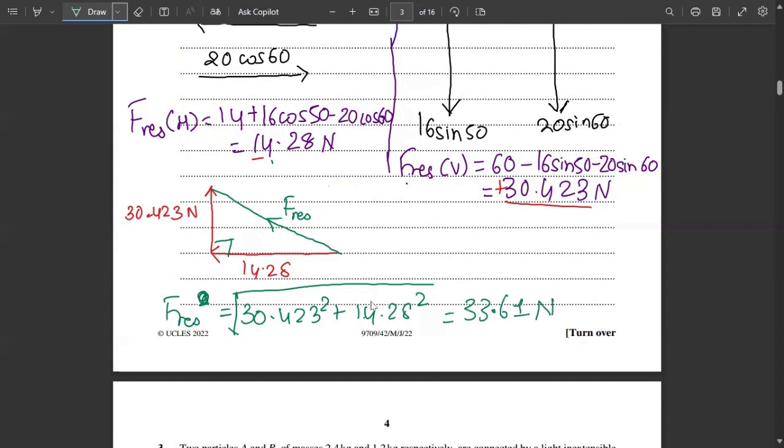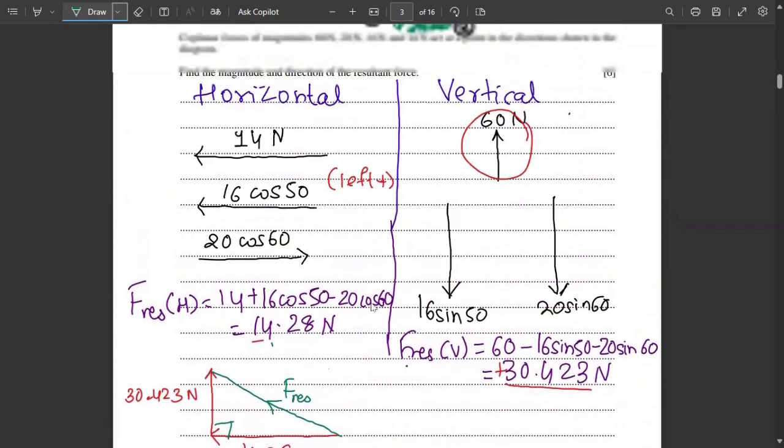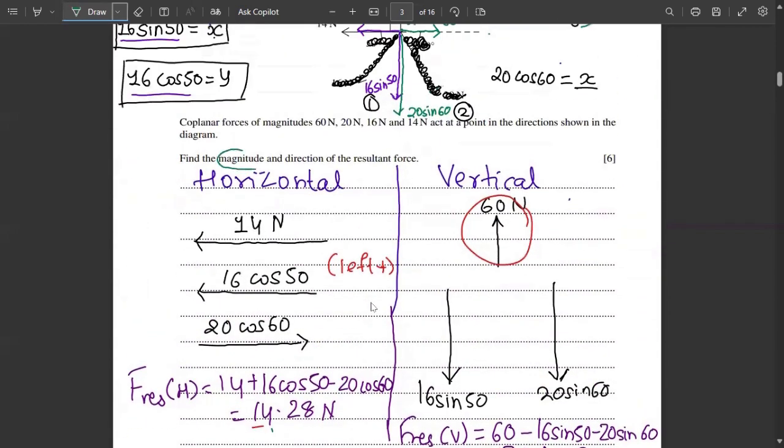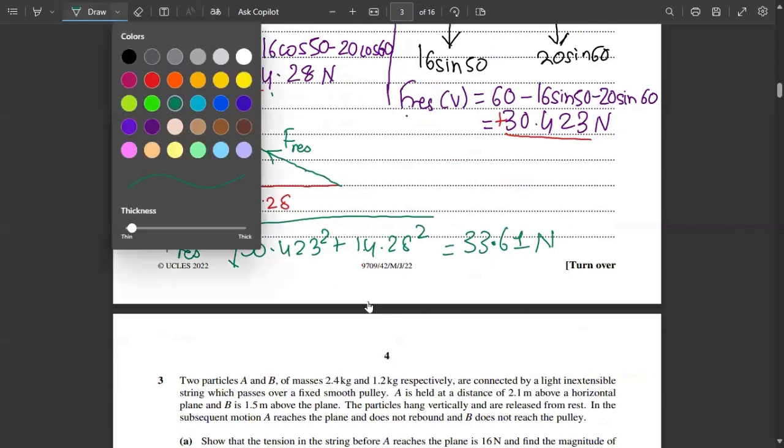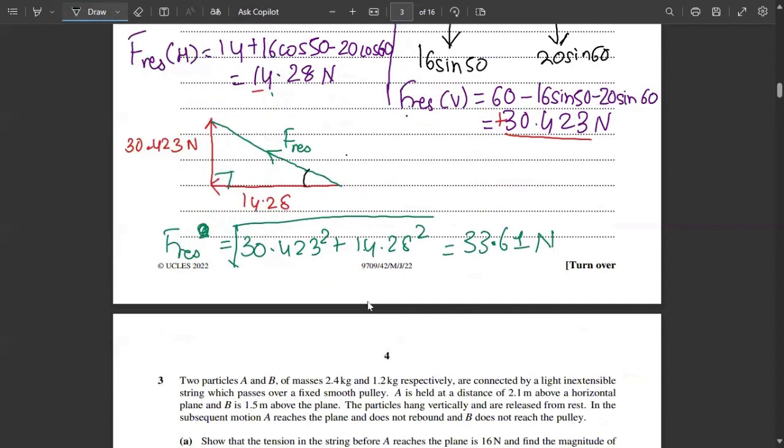So now 33.61 Newton is the magnitude. And what about the direction? For direction, this is the direction theta. Wait, let me use another pen. This is the direction theta. So this is the opposite side. This is the adjacent side.